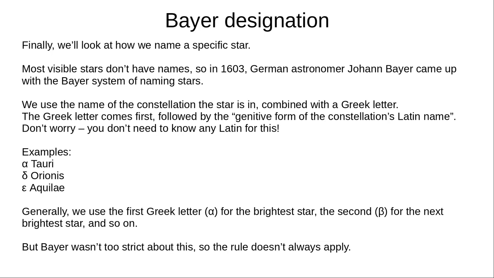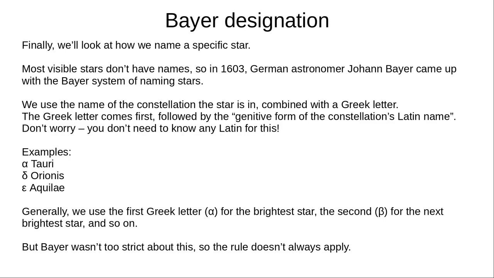Finally today, we'll look at how we name stars. There are about 5,000 stars visible to the naked eye, and most don't have proper names like Betelgeuse, Aldebaran and Polaris. So in 1603, German astronomer Johann Bayer came up with the Bayer system of naming stars. Now each star has a Bayer designation. A Bayer designation is a Greek letter followed by the Latin genitive name of the constellation it's in. But don't worry, you don't need to learn Greek or Latin to use it.